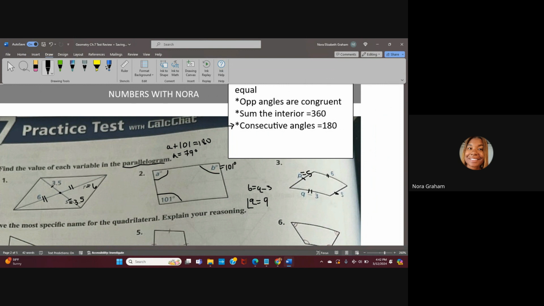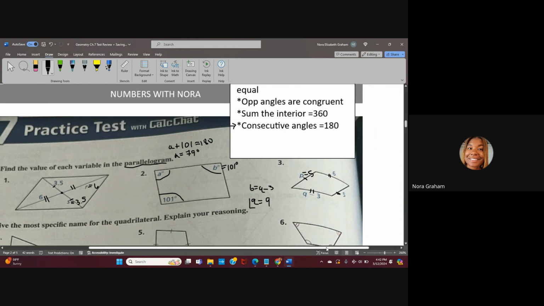They wanted us to find the value of each variable, so that's the answer. If you want to check your answer, you can plug this back in because Q is 9. 9 minus 3 is going to be 6, and we said both of these opposite sides are supposed to be congruent, which is correct. Also, if you want to check your answer for number 2, opposite angles are congruent, so this would be 79. Add up all of your interior angles. The sum of them is supposed to be equal to 360, which you will get. That's another way you can check your answer.